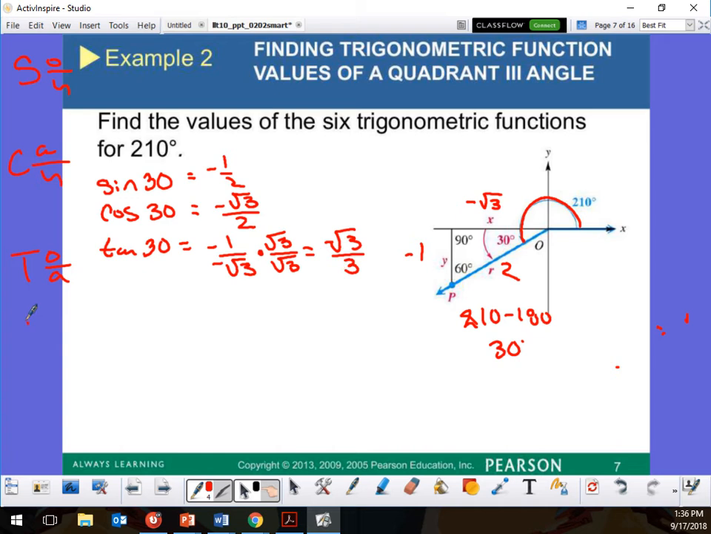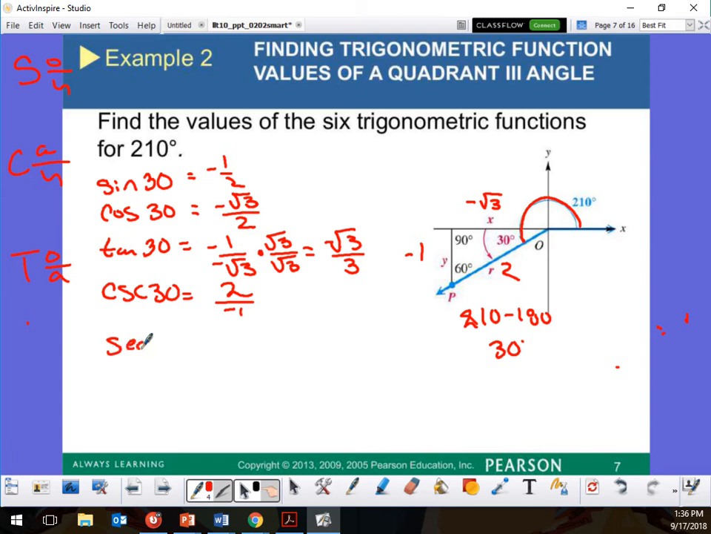Next one's going to be cosecant 30. So cosecant is what over what? It's the reciprocal of sine, remember? So if sine is negative 1/2, the reciprocal would be 2 over negative 1. So 2 over negative 1.